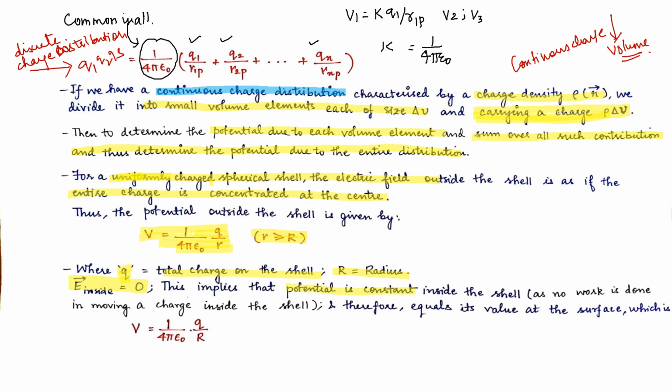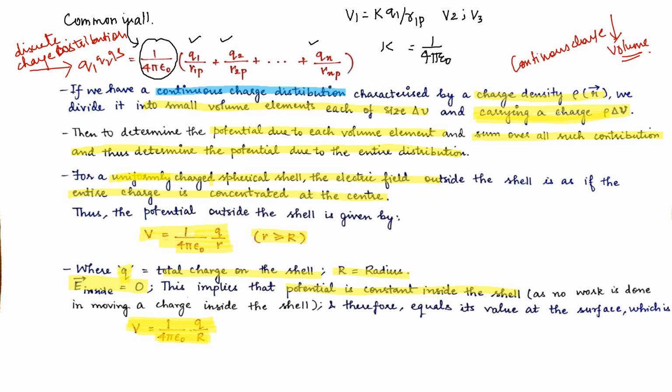Potential turns out to be constant inside the shell. No work is done in moving the charge inside the shell, and therefore it is equal to the surface potential, that is 1 by 4 pi epsilon naught into Q by R.